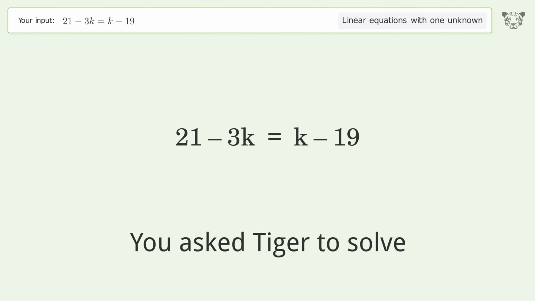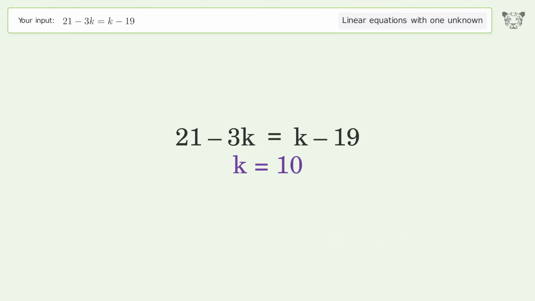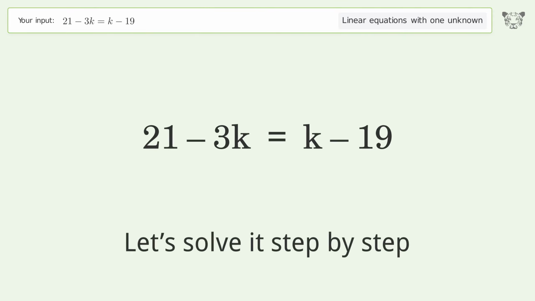You ask Tiger to solve. This deals with linear equations with one unknown. The final result is k equals 10. Let's solve it step by step.